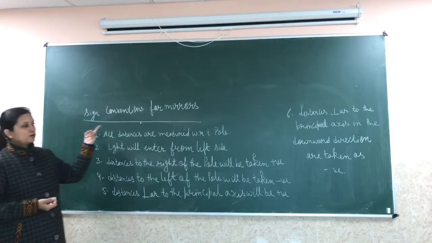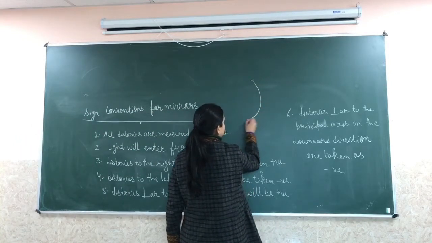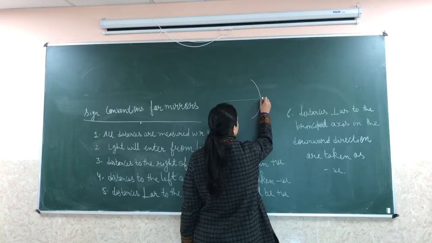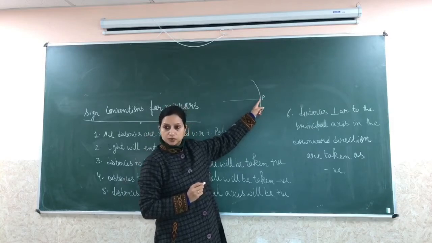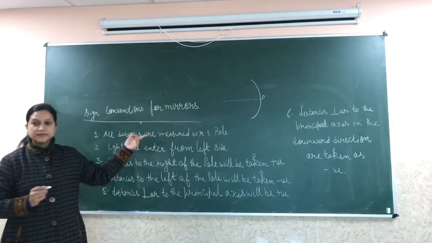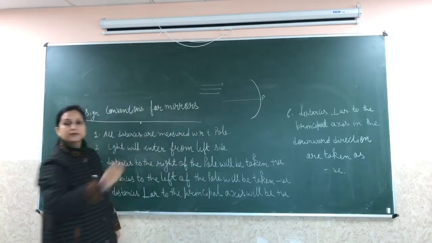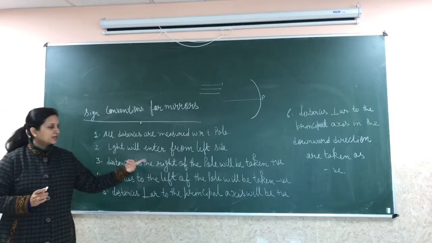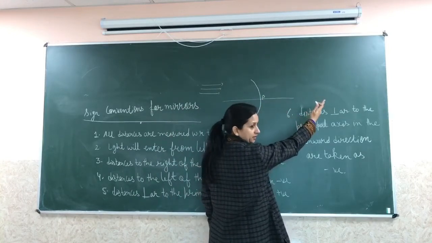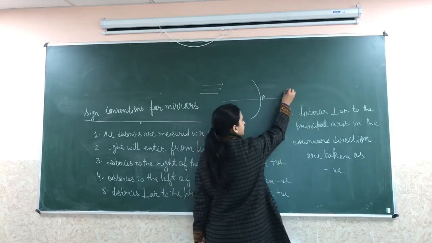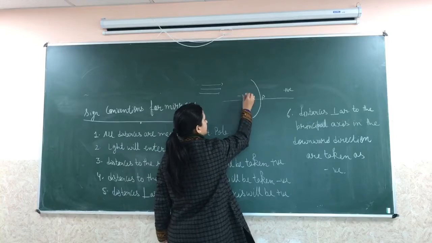The first one: all the distances are measured with respect to the pole. For example, if I draw a mirror here, this is the pole. We'll start the distance measurements from the pole. Then the second one: the light will always enter from the left side. That means this is the direction in which the light is coming. Distances to the right of the pole will be taken as positive. If you go towards this side, this is the right of the pole, so this will be taken as positive. And distances to the left of the pole will be taken as negative.